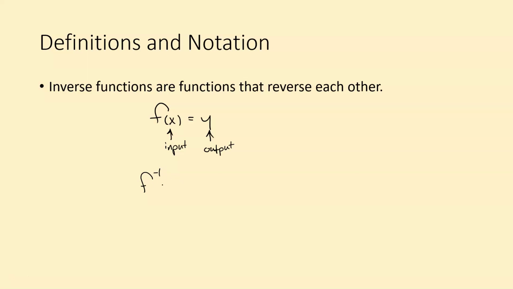This looks like an exponent. It's not actually an exponent. That's just the notation we use. So you don't want to call this f to the -1. You would just call this inverse of f of y equals x. So now y becomes our input and x becomes our output. All right, so it just reverses the operations of the function. So the x and the y switch places.